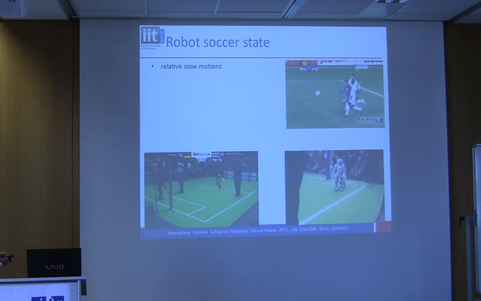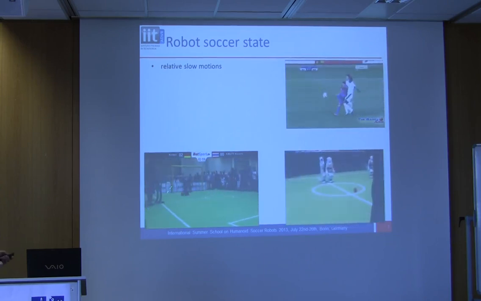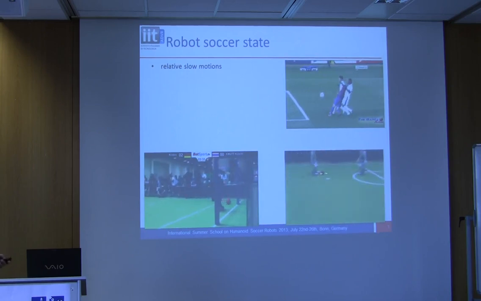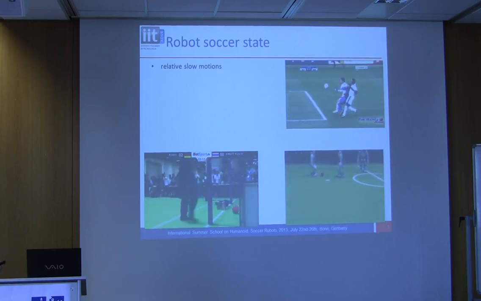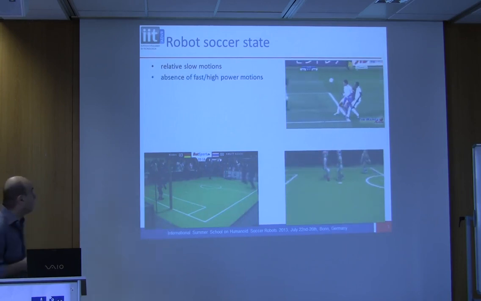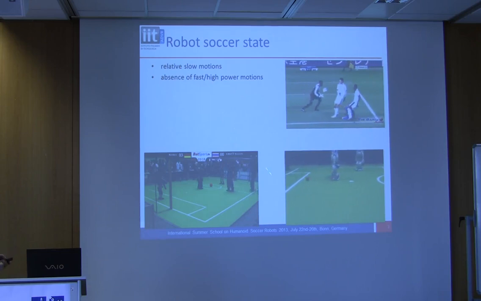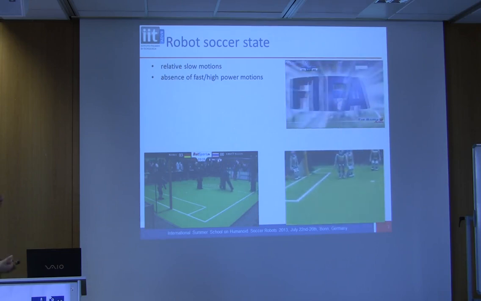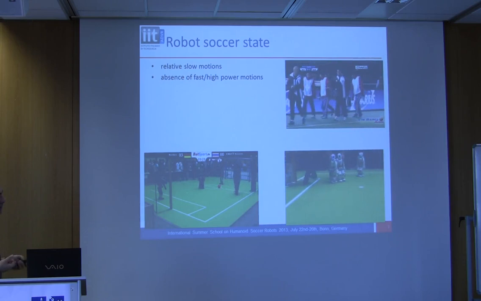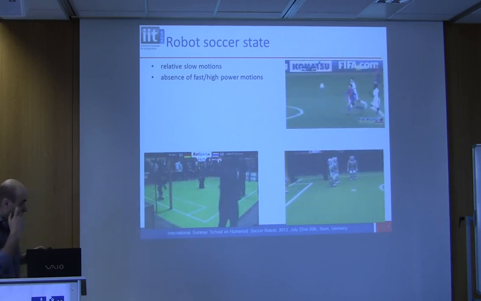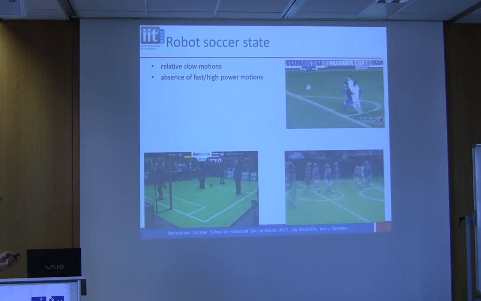First of all, here you can see that robots can move only relatively slowly. This is actually fast forward, but when you play it at normal speed, the motions are relatively slow compared to what you see in real football. You therefore have a lack of any fast or high-power motions. This is, of course, because the systems are not robust enough to execute these motions, and it can cause damage to the actuators and the drives.